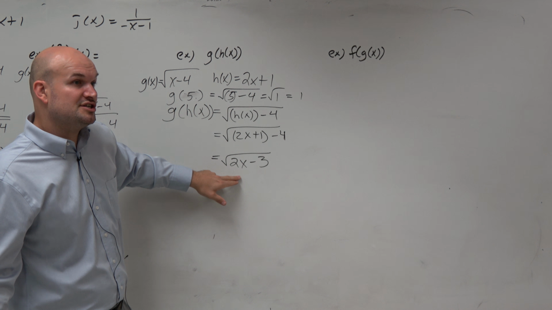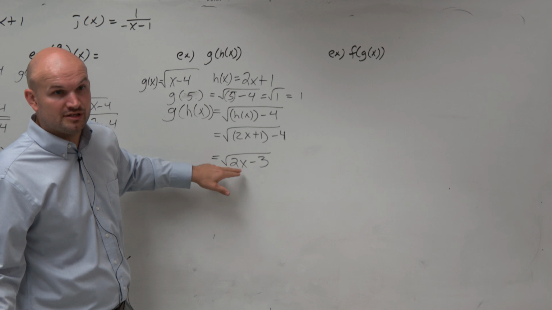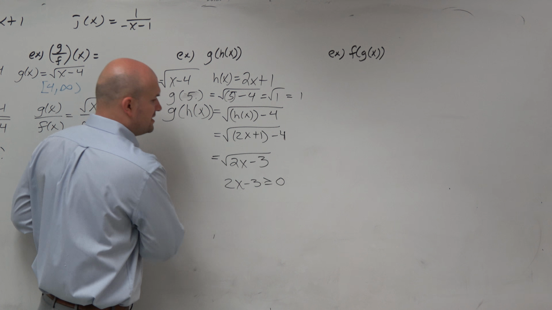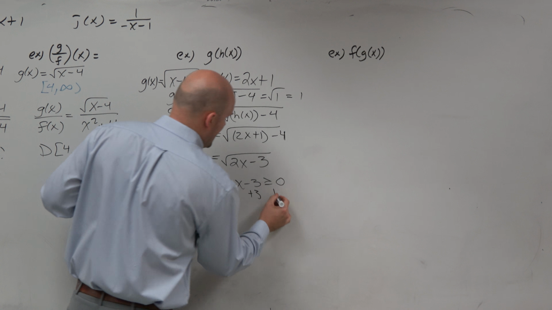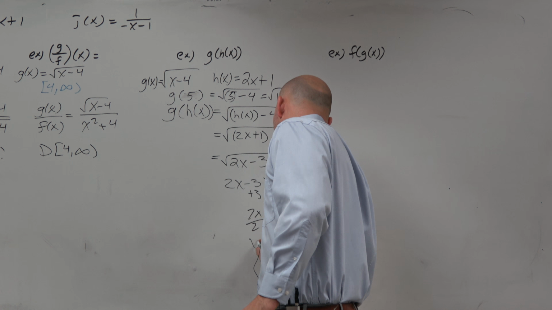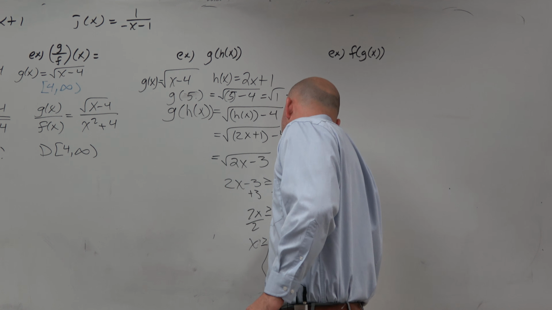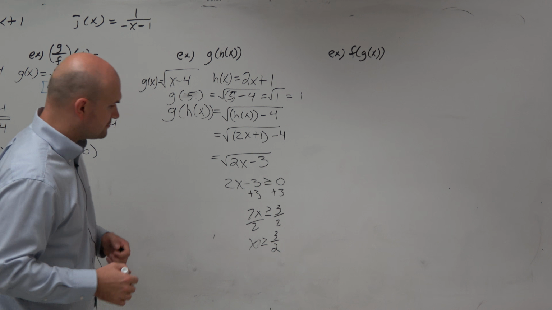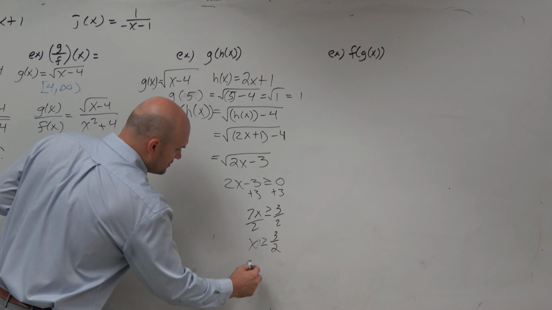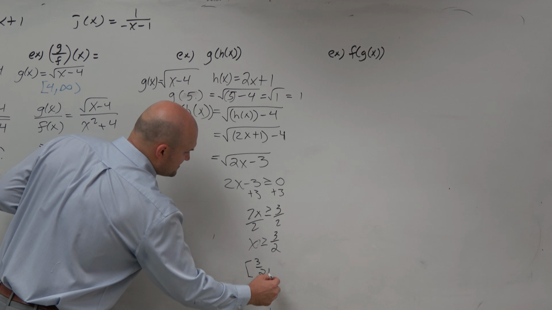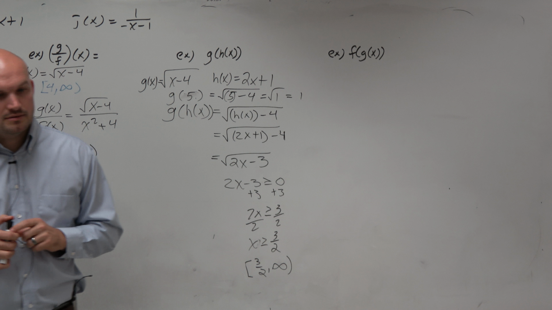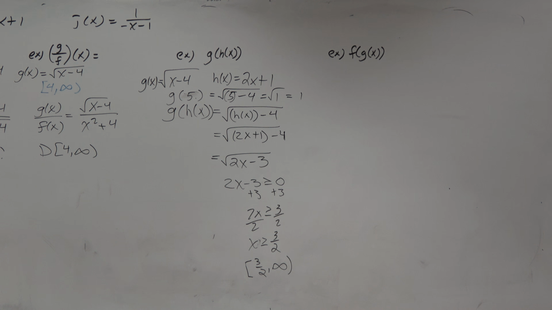But now once we do the composition, we have to determine the domain of this. So we take the radicand and set it greater than or equal to 0. Add 3: 2x is greater than or equal to 3. Divide by 2, divide by 2. x has to be greater than or equal to 3/2. And again, guys, you could do that on a number line, or hopefully you understand that it's all numbers from 3/2 to infinity. It would look something like that. That'd be the domain.